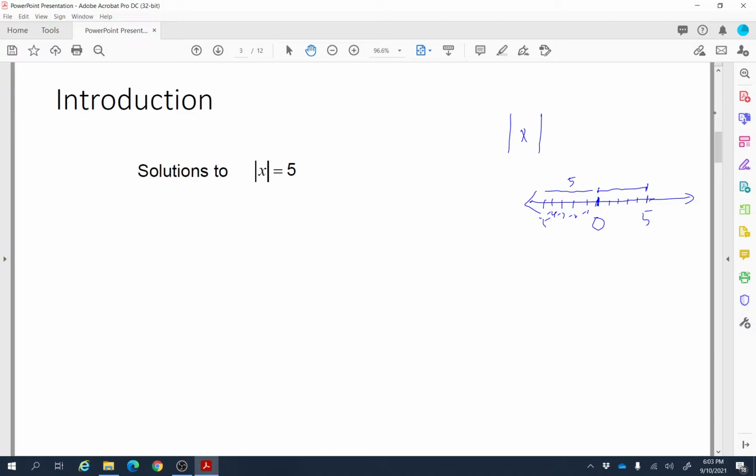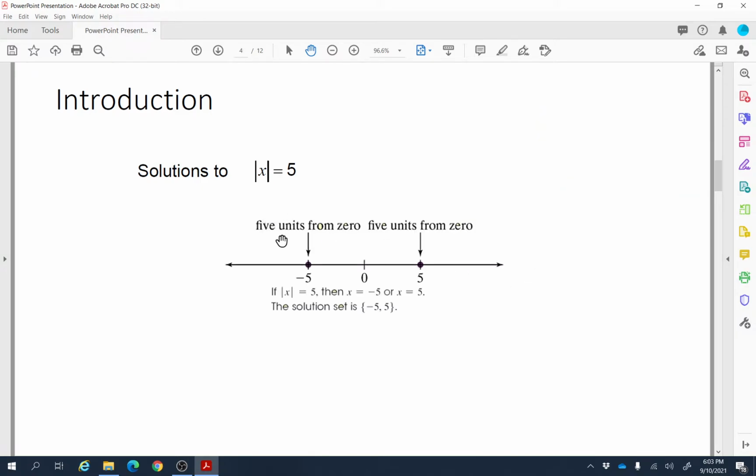So whenever we discuss the distance of any number or any expression from 0, you know there are always two possibilities: to the right side and to the left side. So 5 units from 0, there are two numbers, negative 5 and positive 5. If the absolute value of x equals 5, the solution for that equation is two numbers, negative 5 and positive 5, which are 5 units far from 0. So that's the meaning of absolute value.